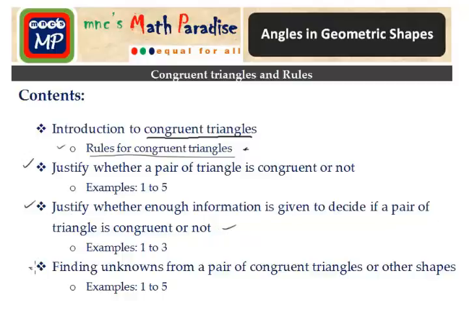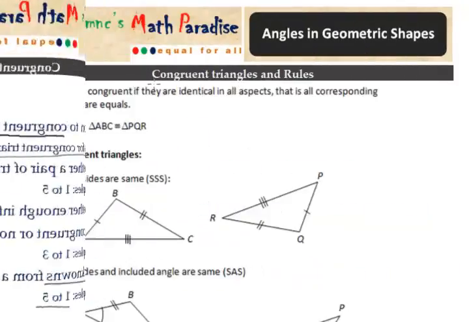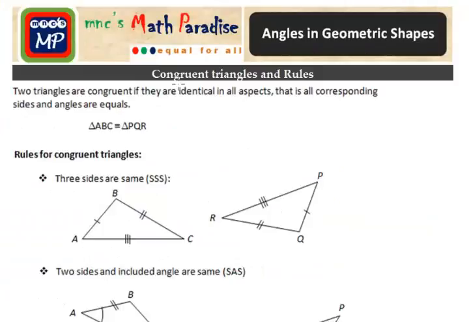And finally we will practice 5 examples to find the unknowns from a given pair of congruent triangles or other shapes. Here we will define congruent triangles and also discuss the rules to check whether a given pair of triangles is congruent or not. Now, 2 triangles are congruent if they are identical in all aspects.